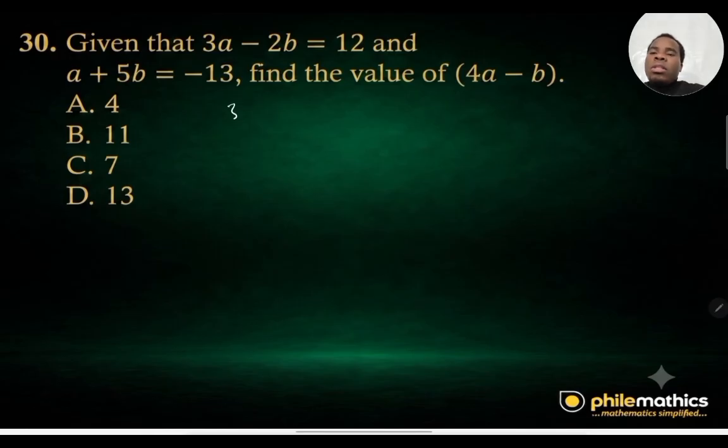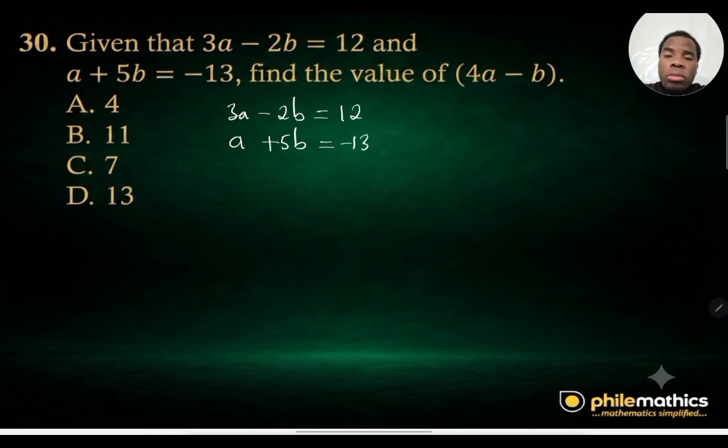So 3a minus 2b equals 12, a plus 5b equals minus 13. Before we look for 4a minus b, we need to know what a and b are. There are 3 ways to solve a simultaneous equation. There's the elimination method, the substitution method, and the graphical method. Let me use the elimination method.